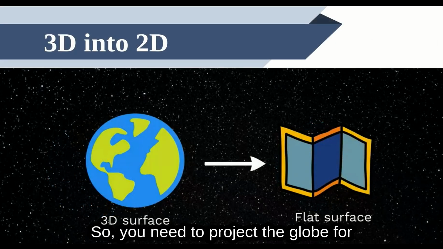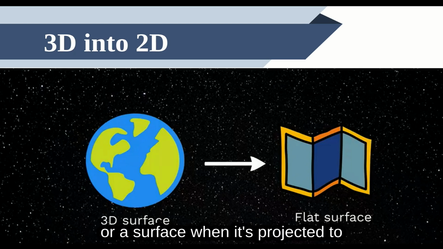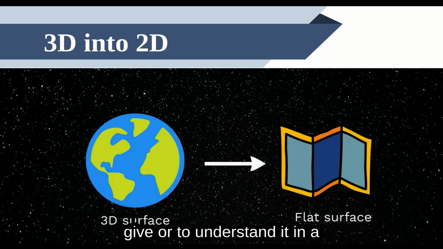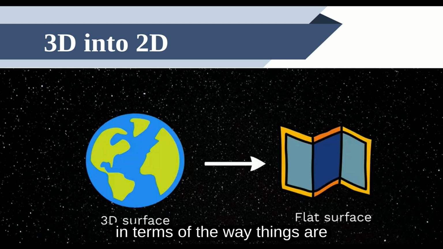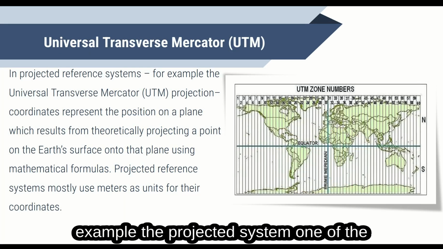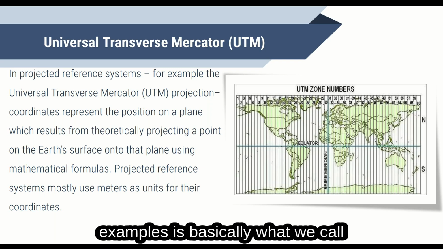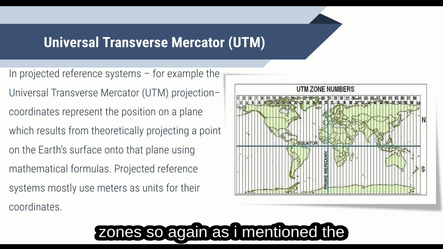So you need to project the globe. For example, you're talking of a sphere or a surface. When it's projected to a flat surface, which you usually refer to as 2D, we are able to understand it in a better perspective in terms of outline and the way things are laid out. If you look at the projected systems, one of the examples is what we call the UTM, the Universal Transverse Mercator. You are able to look at the world in terms of zones.